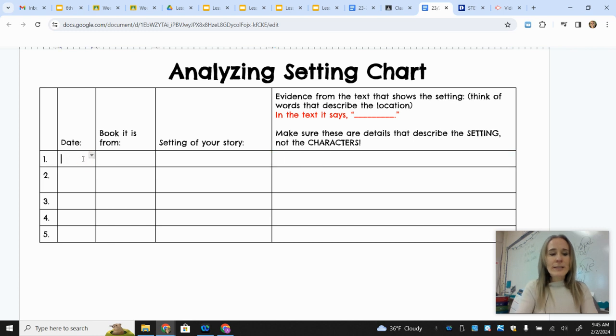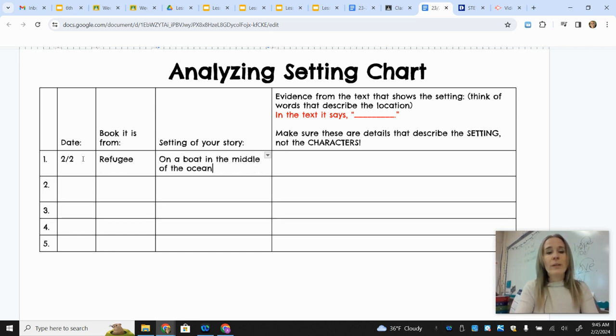So I'll give you an example here. If you were to put the date, if you were to put the book title, and let's say you were naming the setting of your story. Now, this is just the name of the location goes under setting of the story. So you could say on a boat in the middle of the ocean. Okay, you can clearly picture that setting. I'm very specific there with where they are.